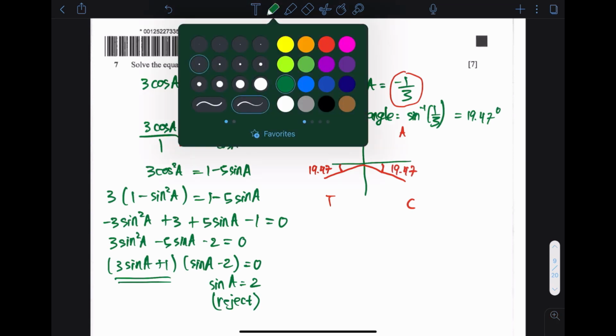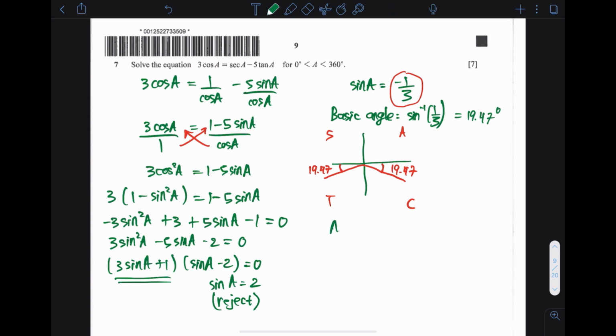So you tell them that the angle A is 180 plus 19.47 or 360 minus 19.47, which is 199.5, put in 1 dp, or 340.5. All of them in 1 decimal place. Whenever you answer in angles, please correct this to 1 decimal place.